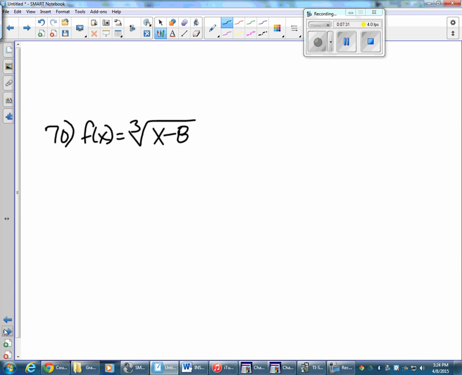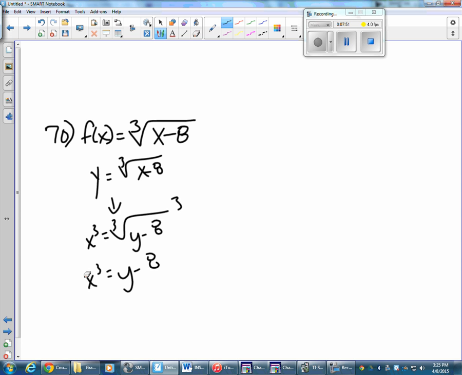All right. We could also have some cubic functions that we were asked to find the inverse of. So if y equals the cube root of x minus 8, then if I switch that, it'd be x equals the cube root of y minus 8. So to solve this for y, I'd need to cube both sides. So I'd get x cubed equals y minus 8, add 8 to both sides. So the inverse function for this one would be x cubed plus 8.